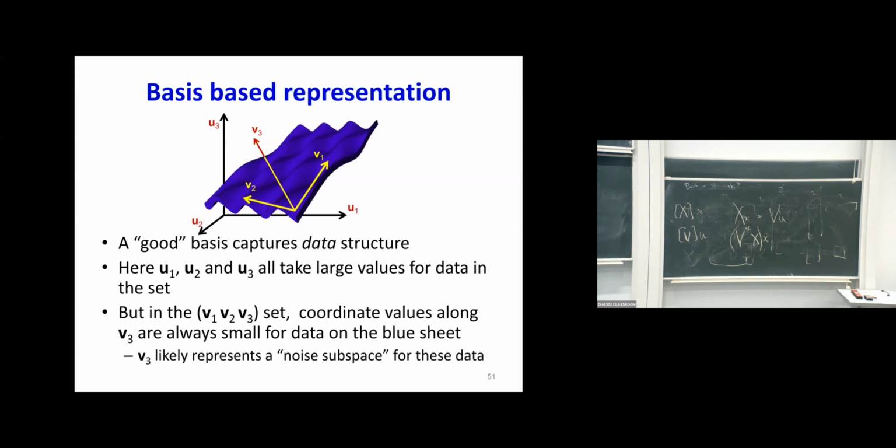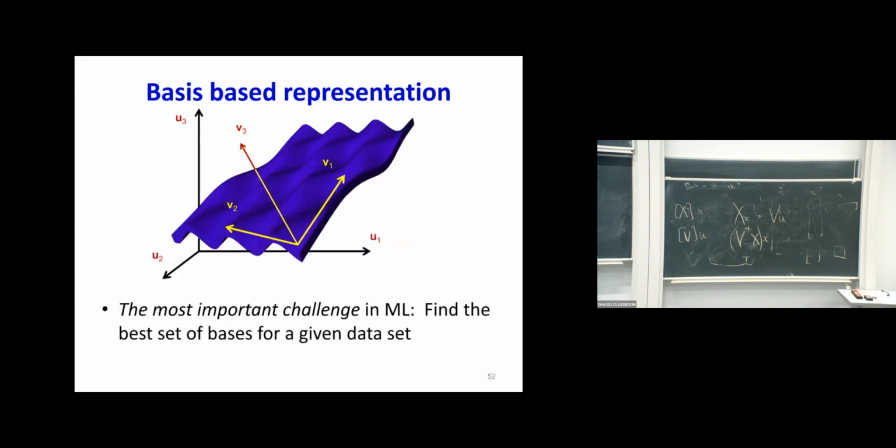The bases capture the data structure. We are not speaking of the norm, right? Yeah, I mean, generally the norm is super small. That means the basis is good. No, the norm of the vector is the length of the vector. So we're speaking of the norm along the V3 component. If that is small, the basis is good, right?